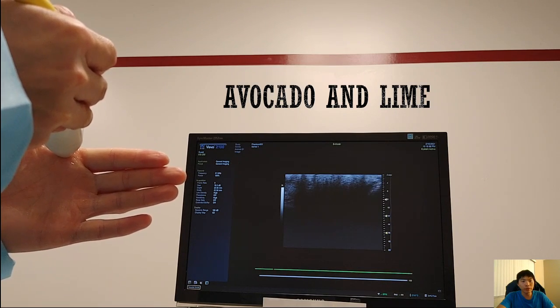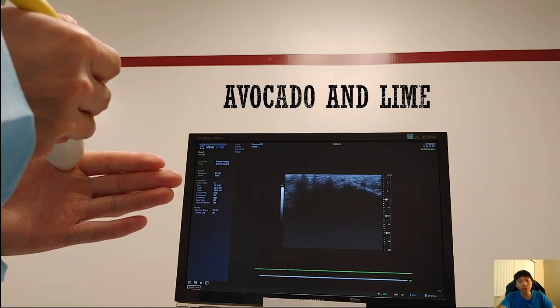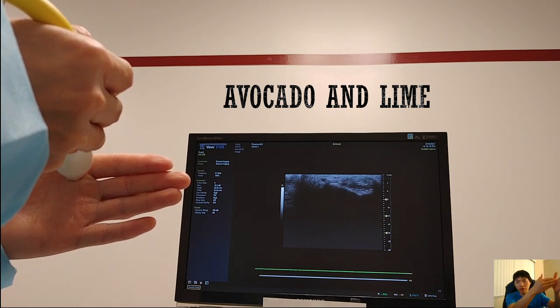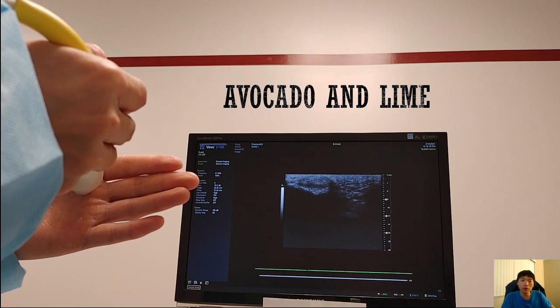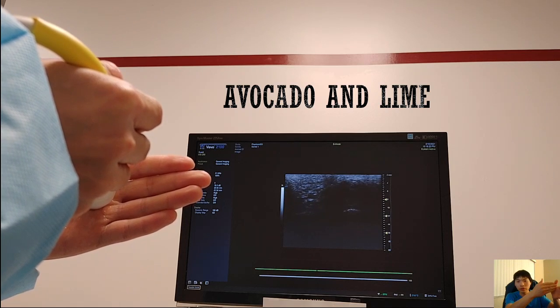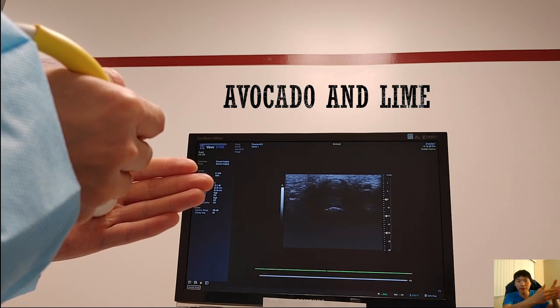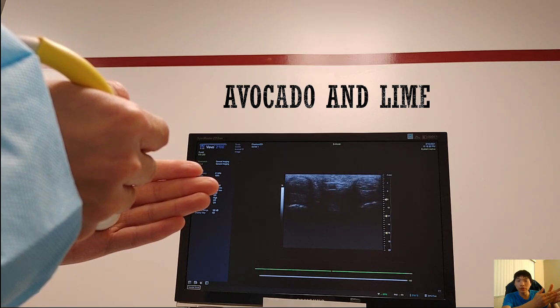So let's have a look at my hand. Here I'm moving the transducer down my hand, kind of like this. What you can see are some dark shadows as I move the transducer down the length of my hand. And those dark shadows represent the bones in my hand.